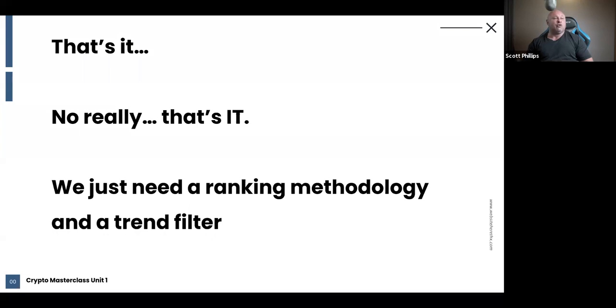Stefan asks, so you're just moving coins to top performers? Yes, that's all we're doing. Very, very simple and robust concept. Hold the stuff that's working. So what do we need? We need a ranking methodology and we need a trend filter.